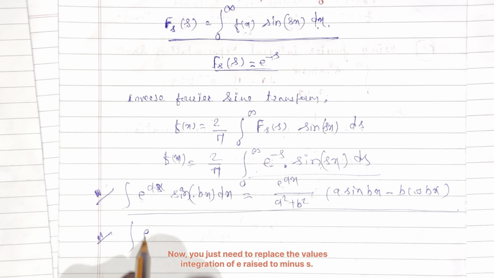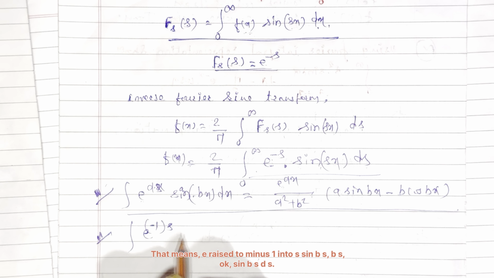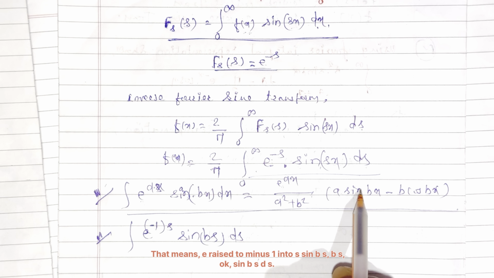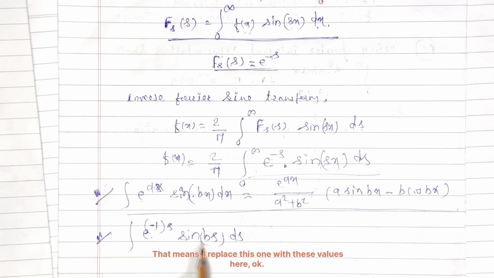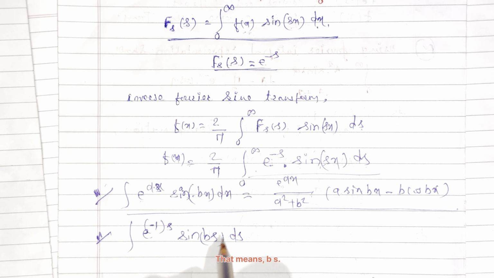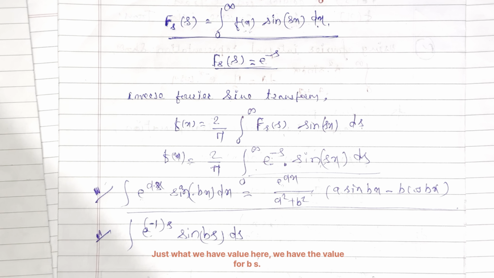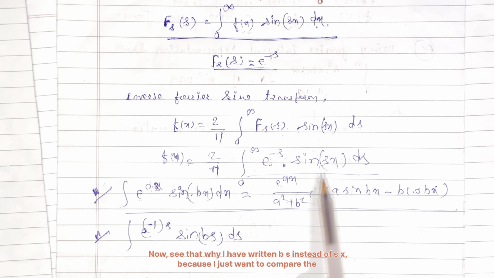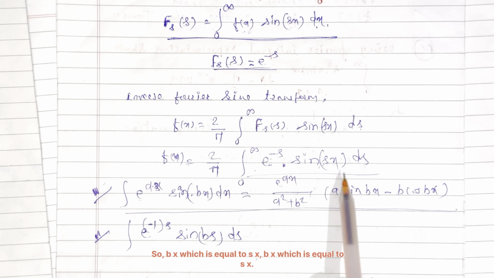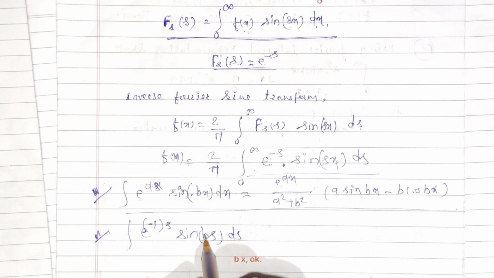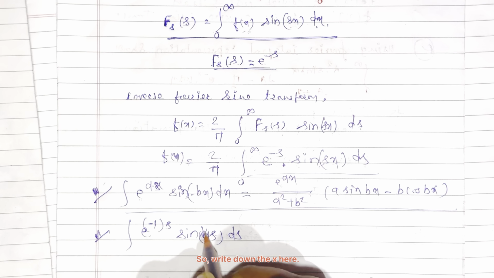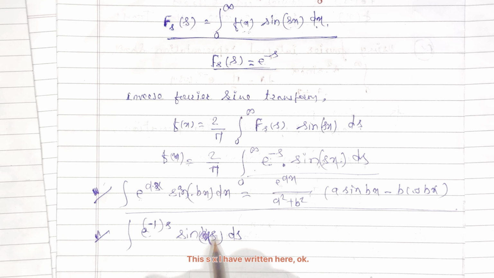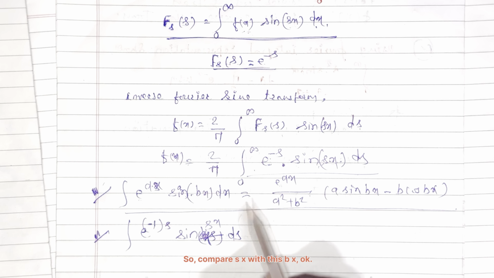The integral of e raised to minus s, that means e raised to minus 1 into s, sine bs ds, that means I replace these values here. Now see why I have written bs instead of sx: because I just want to compare the values. bx is equal to sx. So what is the value for b? Write down x here, take x as it is. This sx I have written here, so compare sx with this bx.